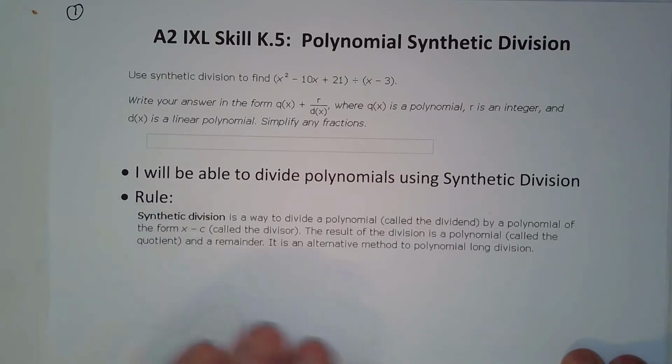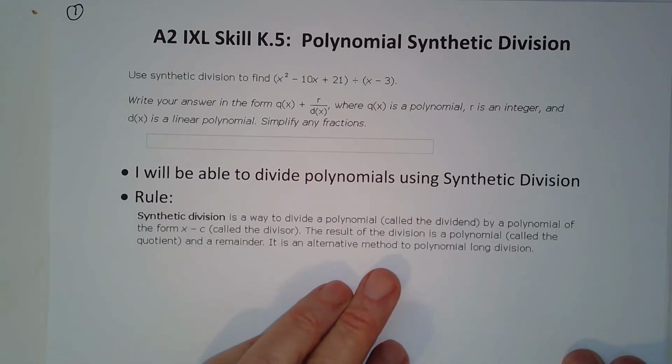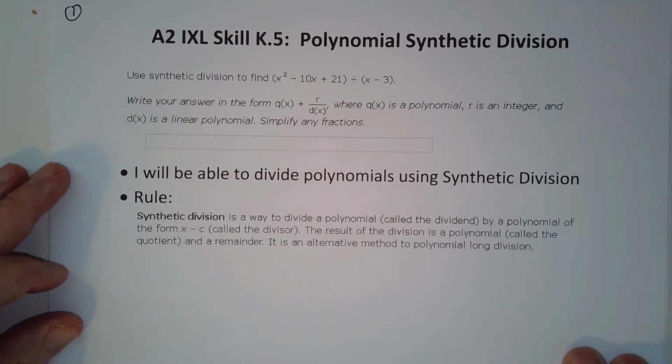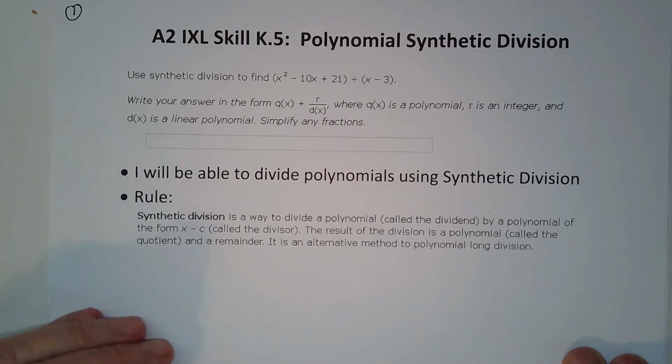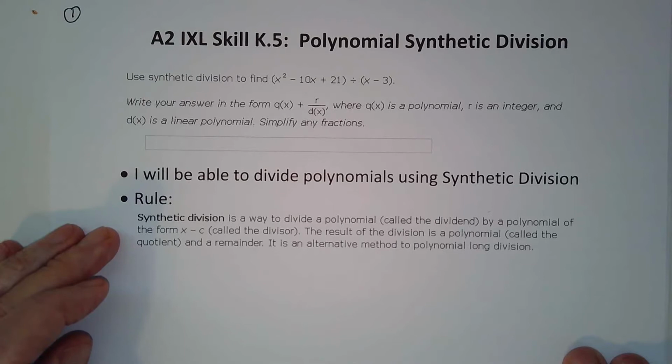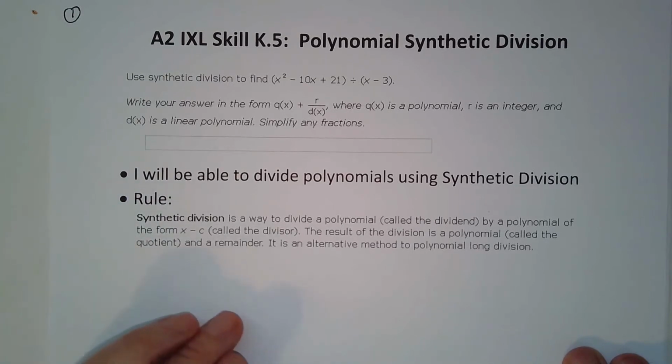And there is an alternative method to this, and it's called polynomial long division. When you go through this skill set, you will see that's one of the first things at the bottom that you can go to. If you don't understand this, you can go back and look at polynomial long division by clicking the tab that's at the bottom that says go back and look at polynomial long division.